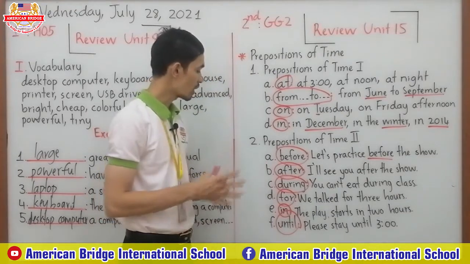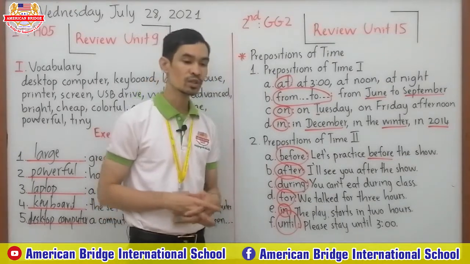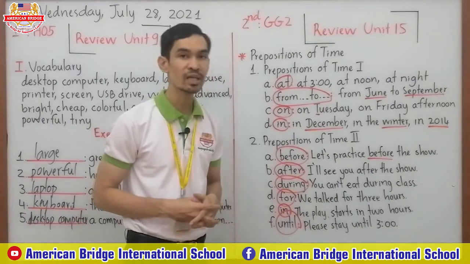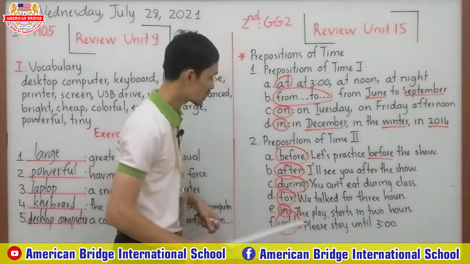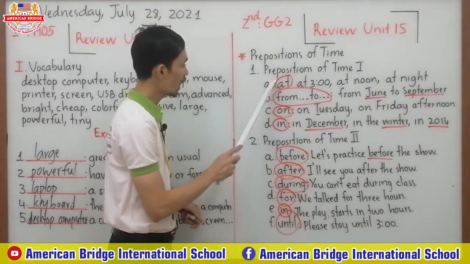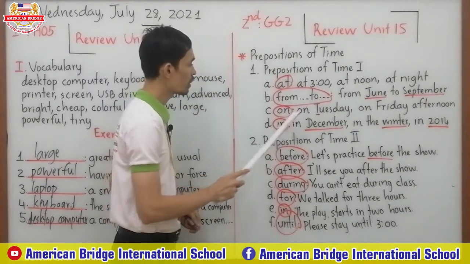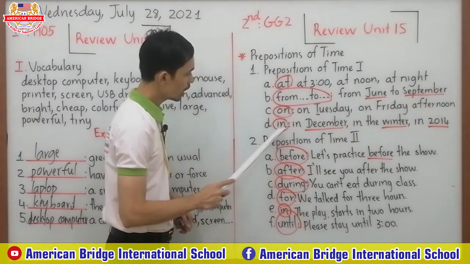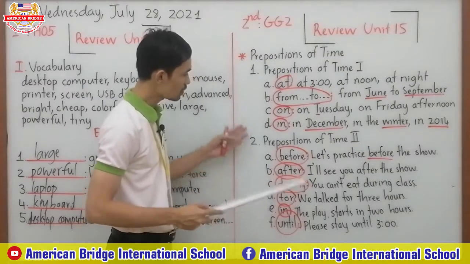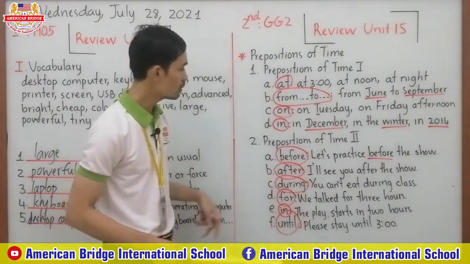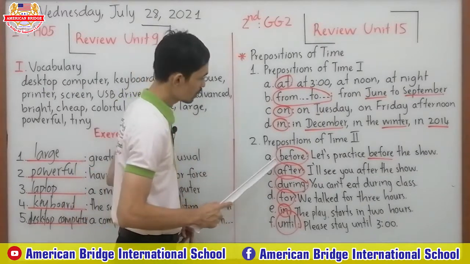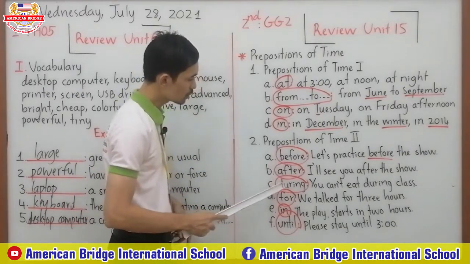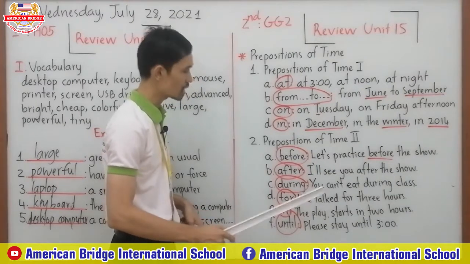Now let's combine all the prepositions. How many prepositions are there, everyone? There are 10 or 9, right? Because "in" we have the same. At, from ... to, on, in are the same. So it can be 1 or 2, but it can be 2 because it is used differently, right? Before, after, during, for, in, and until.